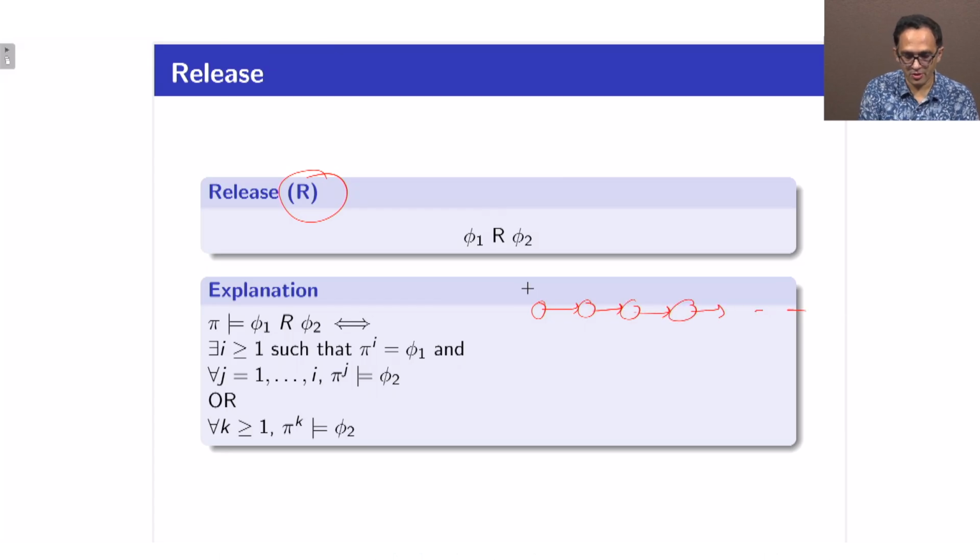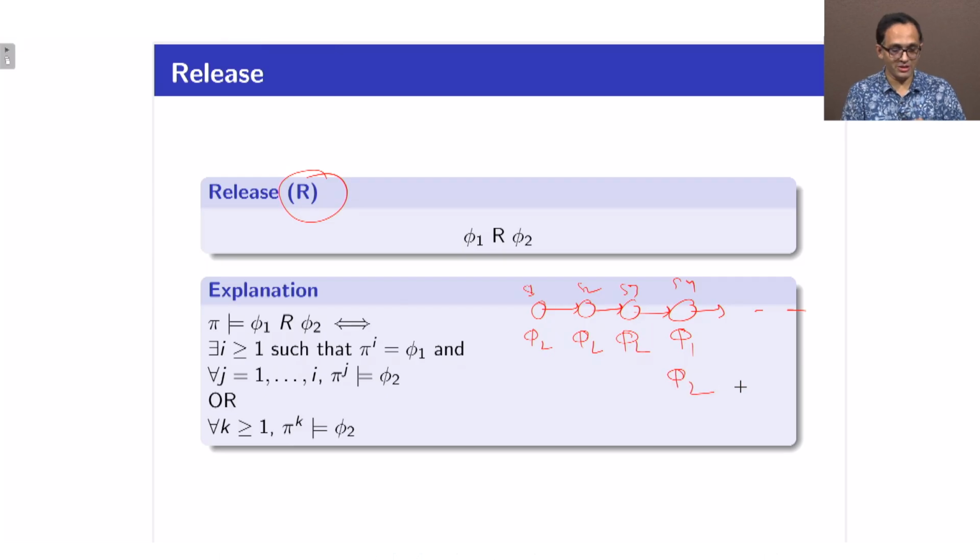You have the states S1, S2, S3 and so on, S4. So phi 1 releases phi 2, that means phi 2 is holding here, phi 2 is holding here, phi 2 is holding here, and then in this state phi 1 and phi 2 both hold.